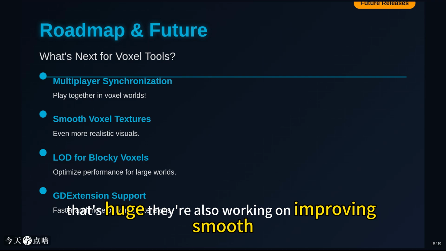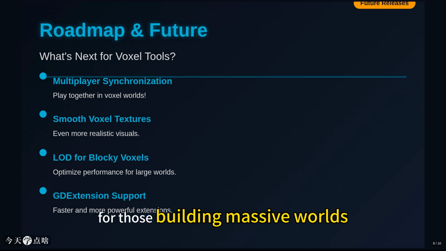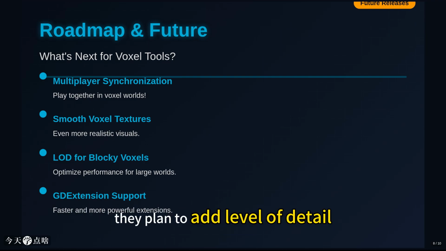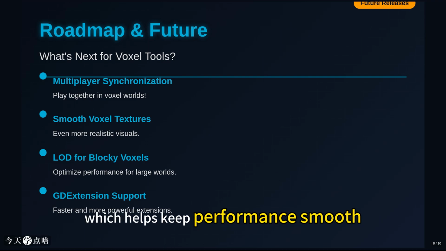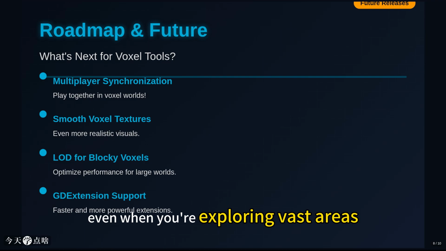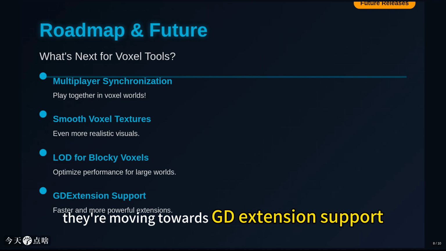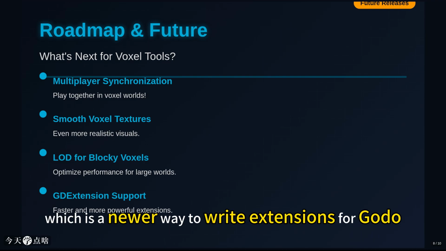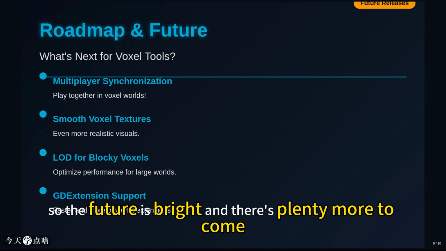They're also working on improving smooth voxel textures to make things look even more realistic. For those building massive worlds, they plan to add level of detail, LOD, specifically for blocky voxels, which helps keep performance smooth even when you're exploring vast areas. And finally, they're moving towards GDExtension support, which is a newer way to write extensions for Godot, promising faster performance and more power. So, the future is bright, and there's plenty more to come.